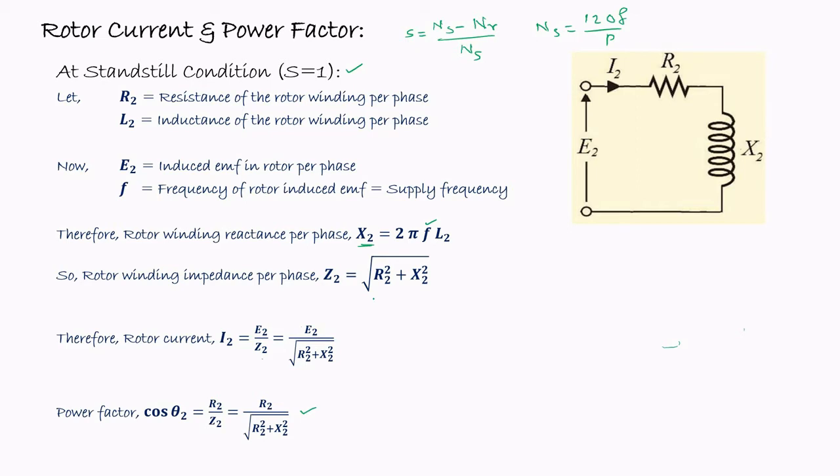So these are the parameters of the rotor circuit per phase when the machine is at a standstill condition. That means the power supply is already given to the stator winding, the rotating magnetic field is produced, and this rotating magnetic field cuts the rotor conductors, and EMF is already induced in the rotor winding, and current starts flowing. So in this condition, these are the parameters of the rotor circuit.